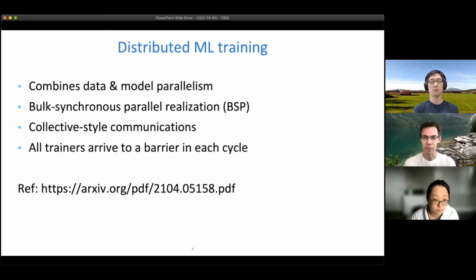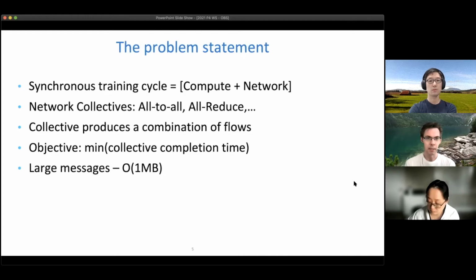What's so special about this model is that it gives rise to special collective communications. The trainers in the cluster have to exchange data in specific synchronized bursts where we realize specific collectives. A collective can be a data exchange like lookups or a gradient exchange and so on. What's most important is that at every training cycle, all of the trainers have to arrive at a barrier before we continue to the next cycle. I also put a link to an archive paper that provides more details on the reference workload that we use at Facebook. Next slide, please.